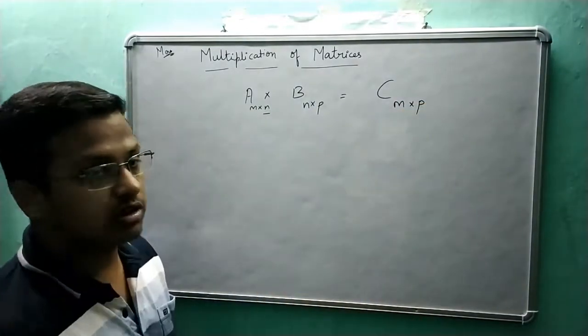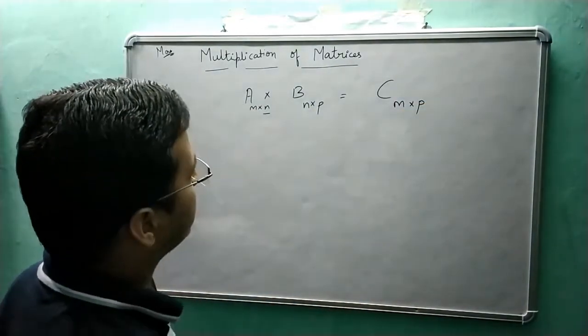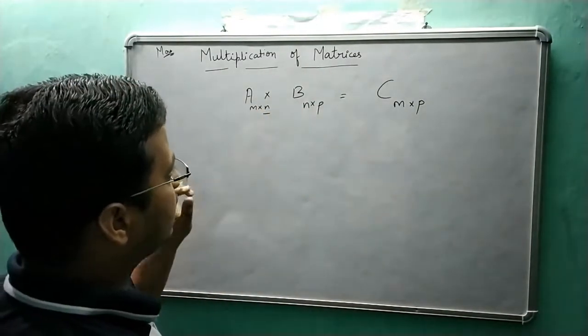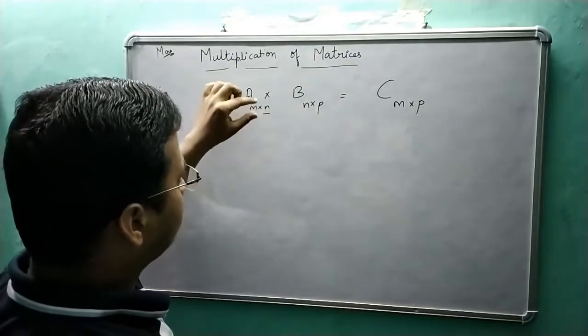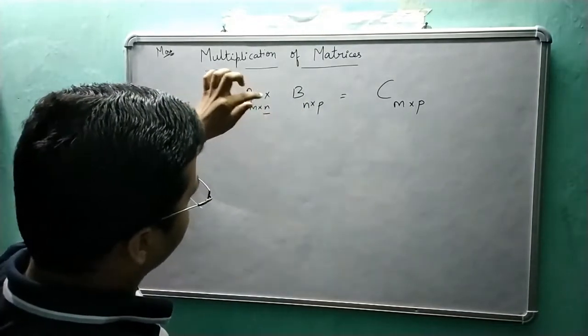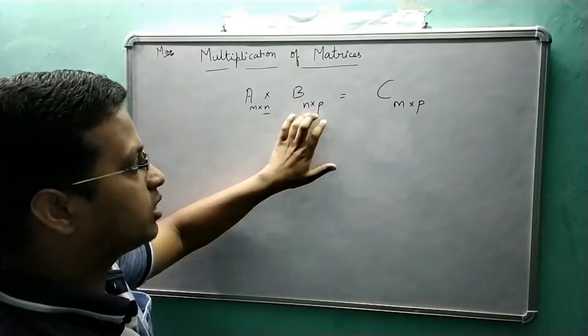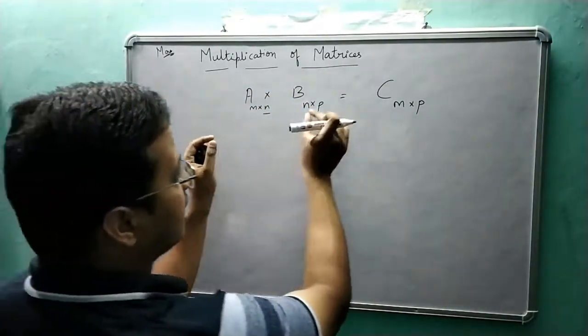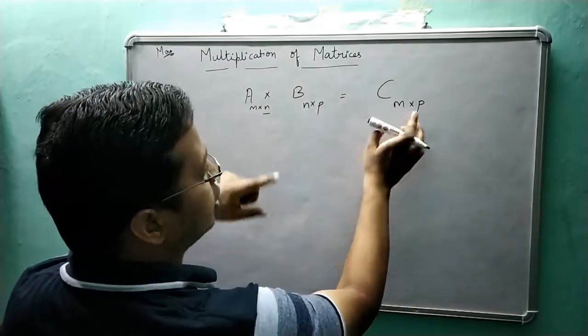This point is worth remembering. You might get this in 1 mark questions. So two matrices can be multiplied only if the number of columns of the first matrix is equal to the number of rows of the second matrix, and on multiplication we will get another matrix of order m cross p.